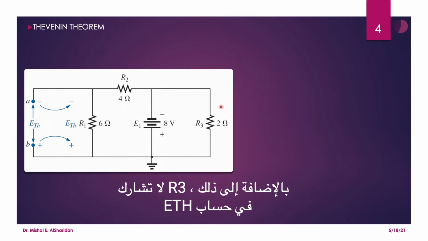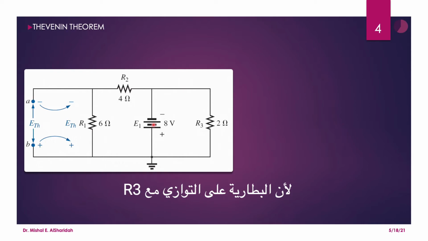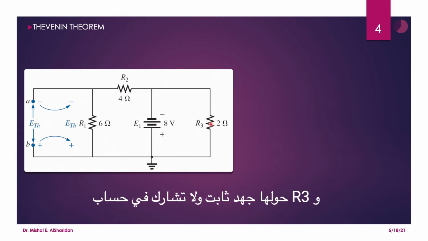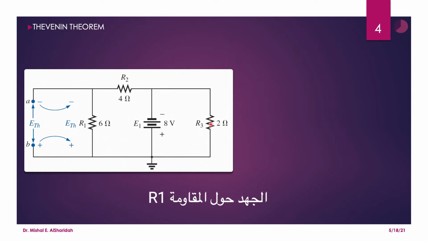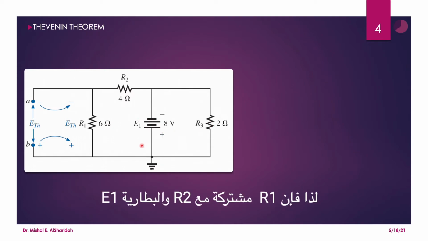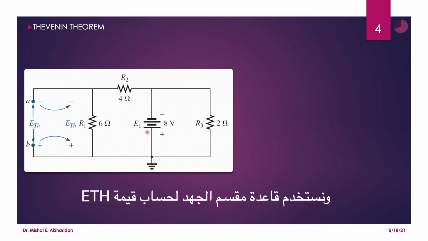In addition, R3 is not involved in the calculation of E Thevenin, since the battery is in parallel with R3 and R3 has a constant voltage and is not involved in the calculation of the voltage across resistance R1. So R1 is involved only with R2 and the battery E1, and we use the voltage divider rule to calculate the value of E Thevenin.